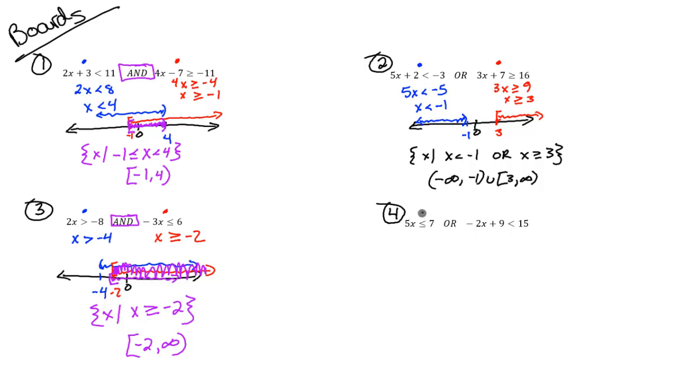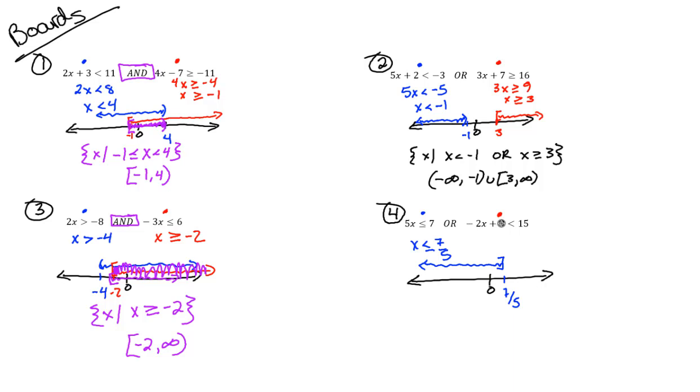5x less than or equal to 7. So this is x is less than or equal to 7/5. Ooh, got a fraction there. That's not too bad. Let's see what she looks like. There's a 0, and then where's -7/5? Somewhere right down here. -7/5. Oh, +7/5. Oops, let's take that off and go back to +7/5 here. There we go, +7/5, and we're headed down from 7/5. So all of these numbers are colored blue. Now let's do the red one.